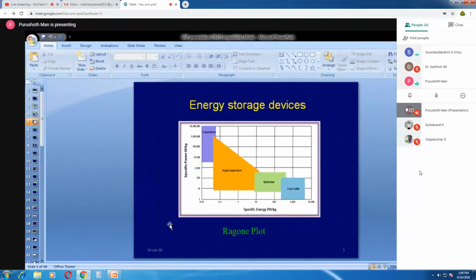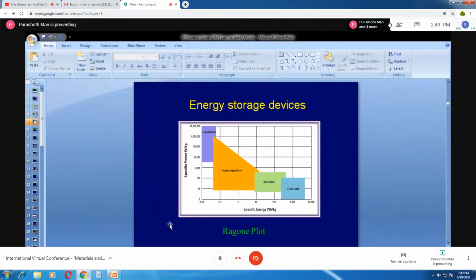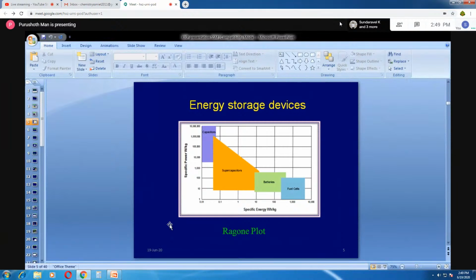So in that, the major role is played by batteries. But batteries have lower specific energy. On the other side, you can see the high power device that is called capacitors. And this is called a Ragone plot, which gives a comparison between all the energy storage devices. So there is a huge gap between batteries and capacitors. That gap has been filled by the device called supercapacitors, which has energy somehow equivalent to batteries and the power which is equivalent to capacitors.